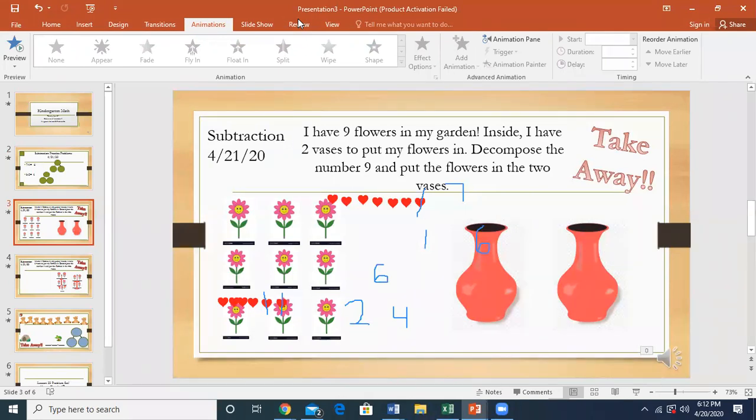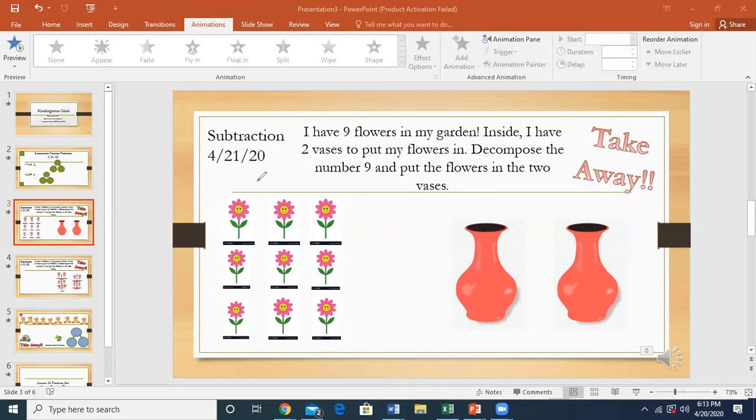So what I would like you to do in your composition book on your next open page, we're going to do our subtraction for today. So on your next open page, you are going to write subtraction at the top for your title. So go ahead with me and start writing that. SUBTRACTION. And right next to the title, you're going to write our date for today. So you will write 4-21-20 for April 21st, 2020.